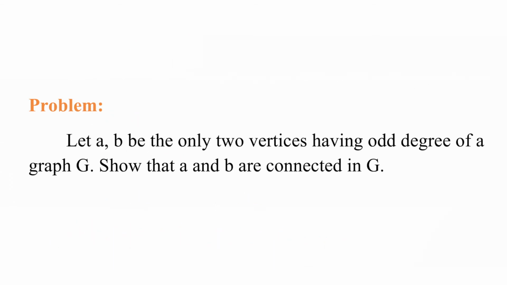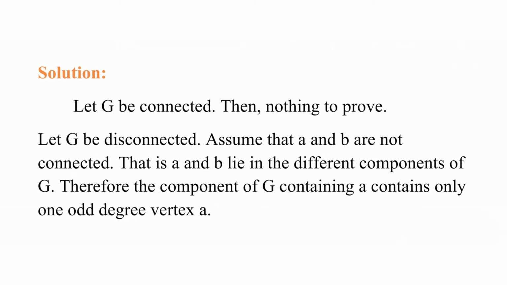We shall see a problem now. Let A, B be the only two vertices having odd degree in a graph G. We are going to show A and B are connected in G. We shall see the solution now. If G is connected, then there is nothing to prove.